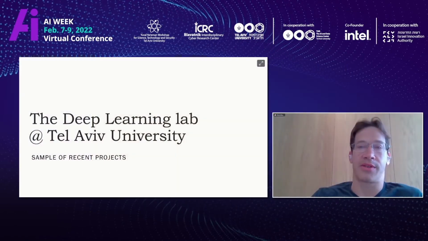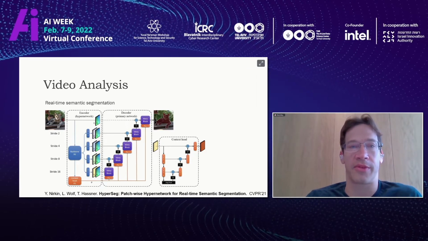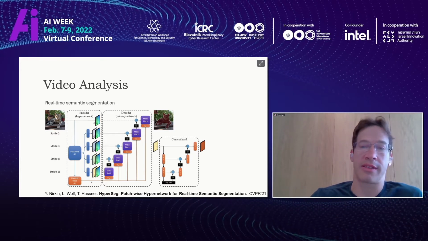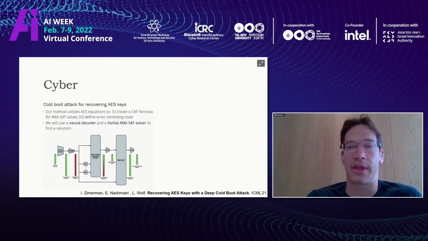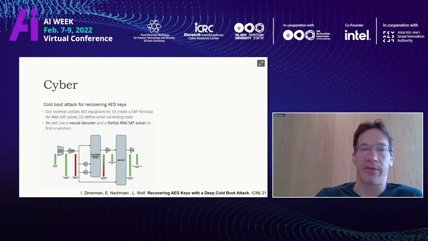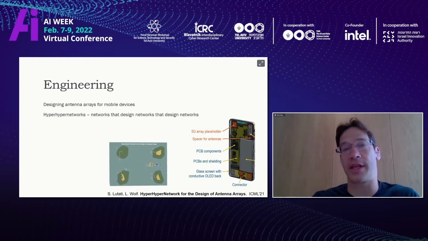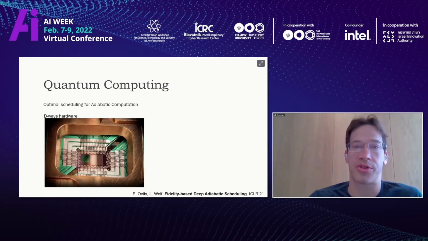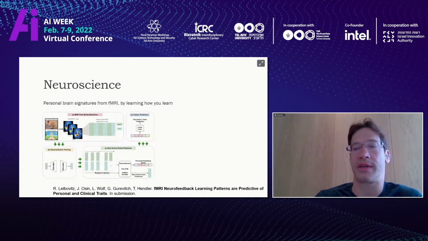I'm the head of the Deep Learning Lab at Tel Aviv University, and we try to be as diverse as possible with regards to the projects that we are running. So as Jacob said, projects in computer vision, such as this system for real-time video segmentation. And as part of the interdisciplinary cyber center, we have a lot of projects at the intersection between AI and cyber. And we also venture into engineering, designing antennas for mobile devices, and a little bit into quantum computing, for the best schedule for quantum hardware, and also into medicine and neuroscience.